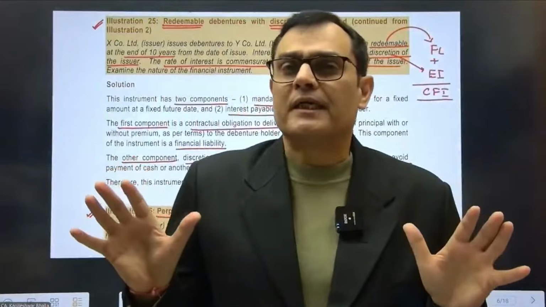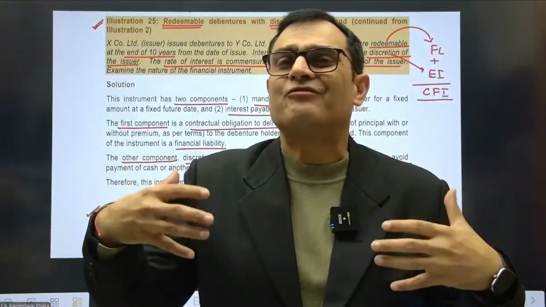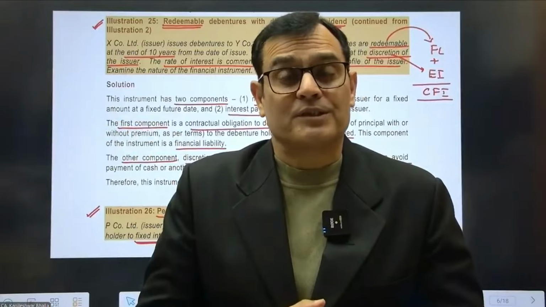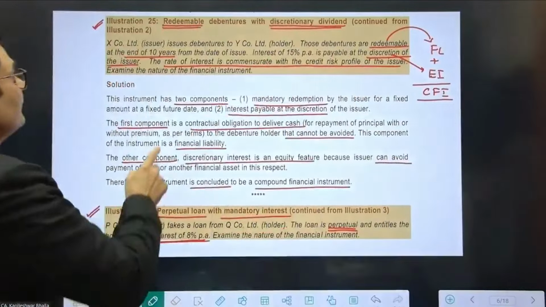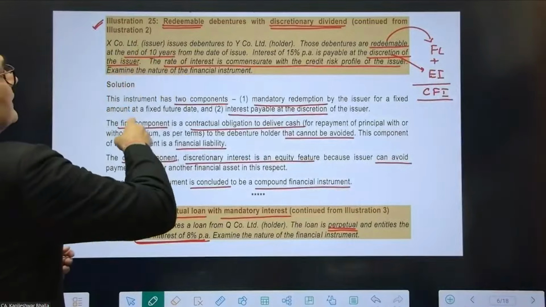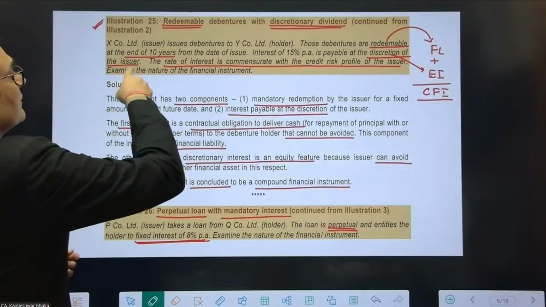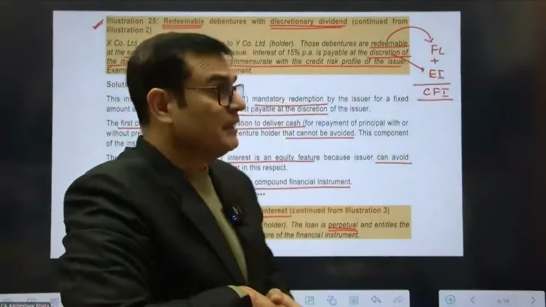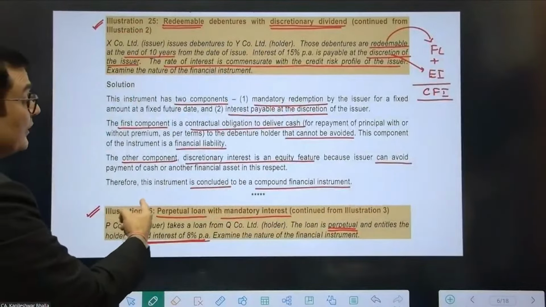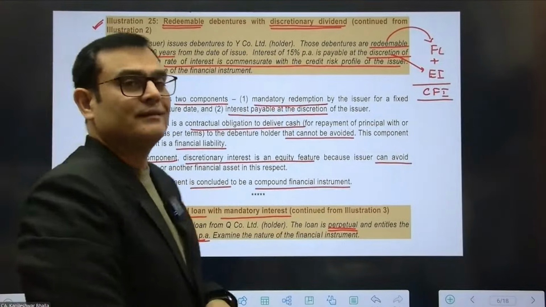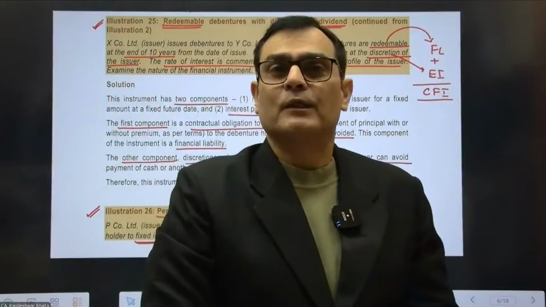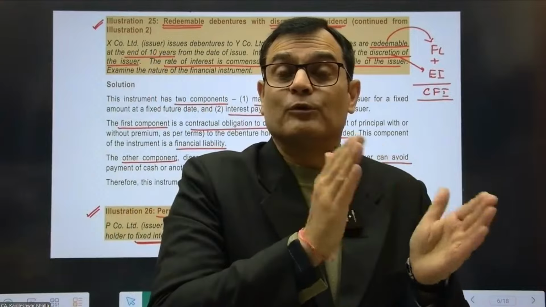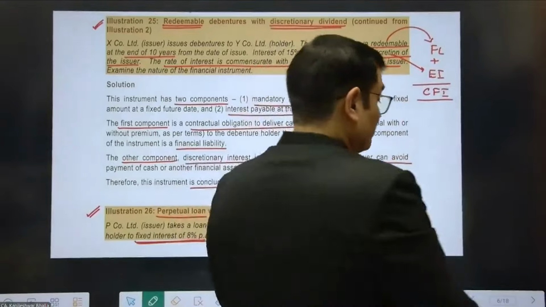If you look at my agenda number one in terms of identifying whether an instrument is a CFI or not, see the thought process of the study material. They gave you the first illustration, which is a non-derivative where one element is FL, another is equity. That's non-derivative situation one. Then they give you the second case, which is again non-derivative, a perpetual loan. And that perpetual loan depends upon whether the market rate is equal to the coupon rate or not. That decides. So, second illustration.